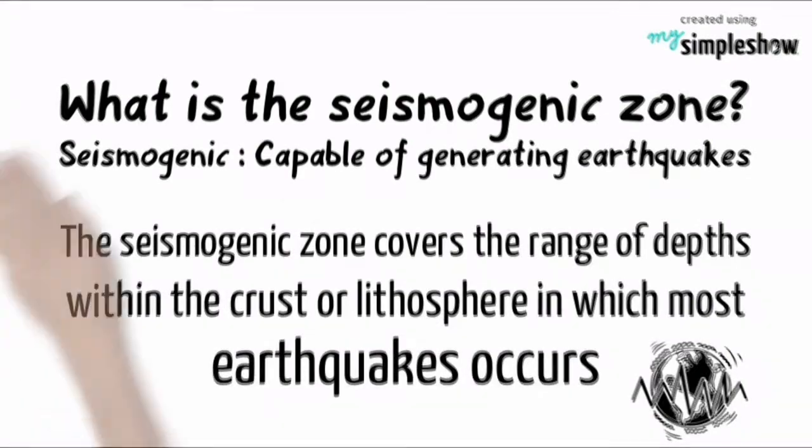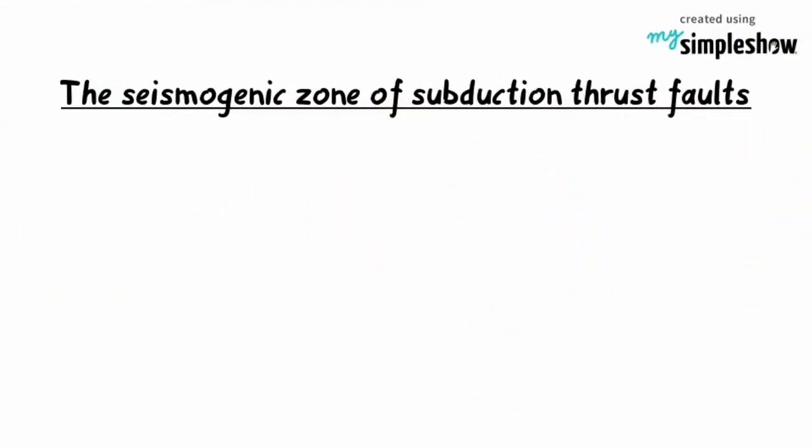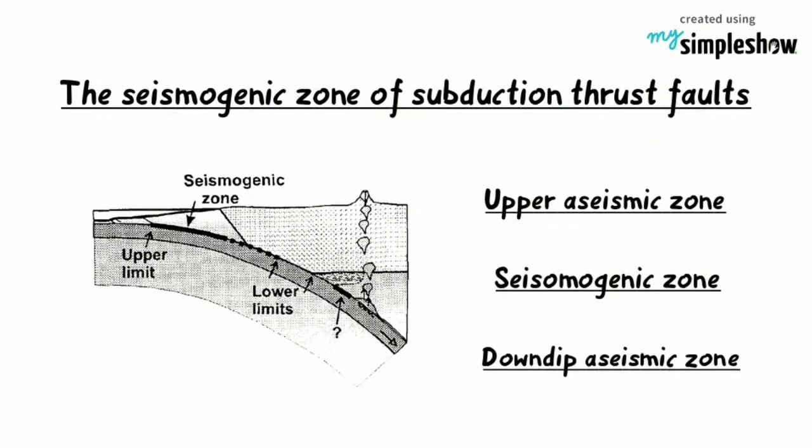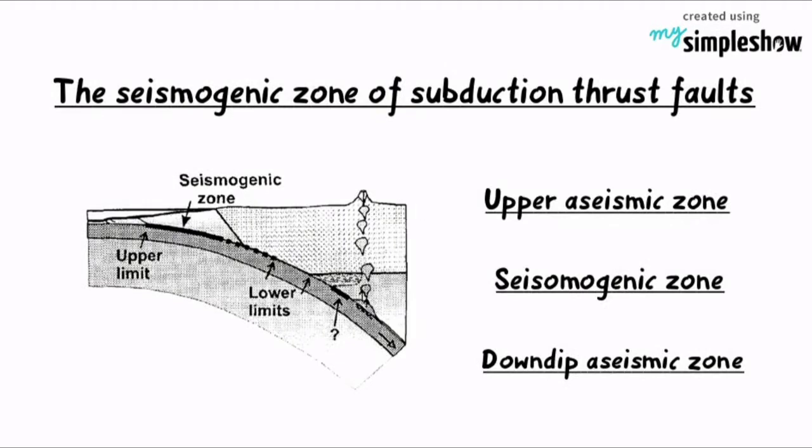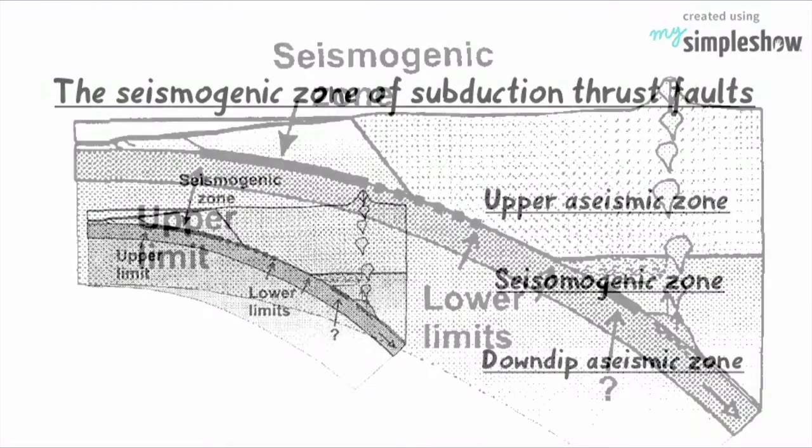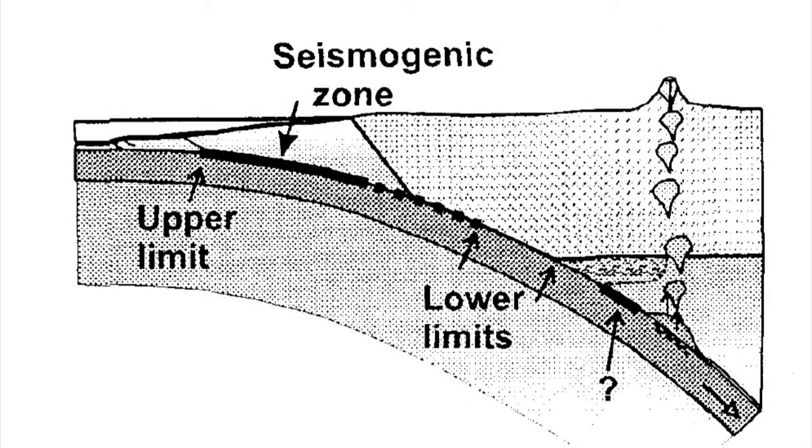The easiest way to understand the seismogenic zone is through the study of subduction thrust faults. As you know, subduction thrust faults are where a denser crust, such as the oceanic crust, subducts below a more buoyant crust, such as the continental crust. Subduction thrust faults generate earthquakes over a limited depth range. They are aseismic in their seaward updip portions and landward downdip. Therefore, the seismogenic zone is limited by the upper aseismic zone and the lower aseismic limit.